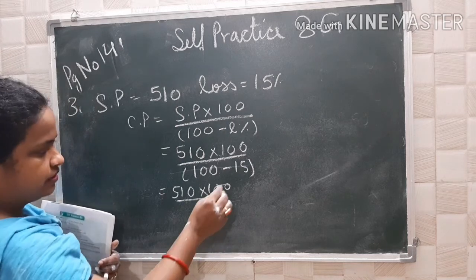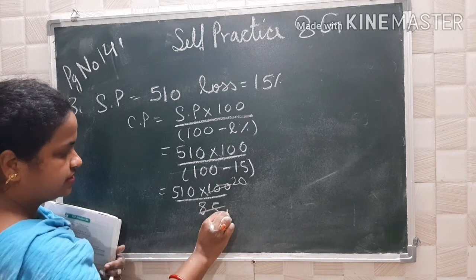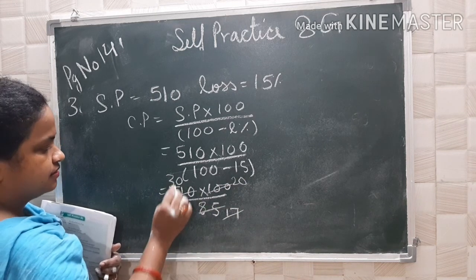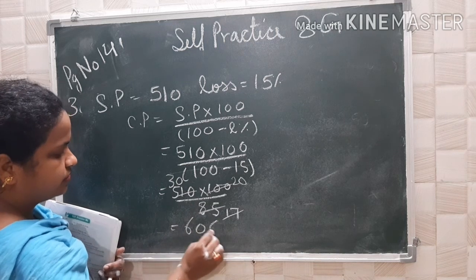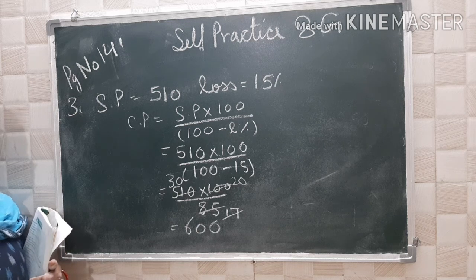Okay? Now 5 20s are 100, 5 1s are 5, 5 17s are 85, 30 2s are 60. So what will be here? CP is 600. Clear? SP into 100 upon 100 minus loss percent.